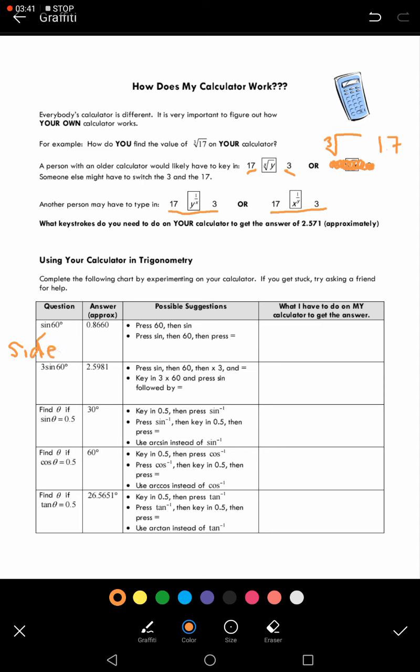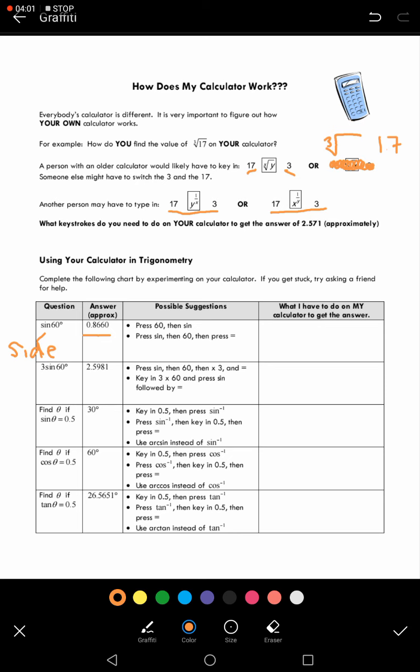Okay, we're typically going to round to about 4 decimal places, as you can see here with that first answer. There's 4 decimals after that. So possible suggestions on how to get this answer. So you can try either of these 2 bullet points and then just write down whichever one worked better for you.